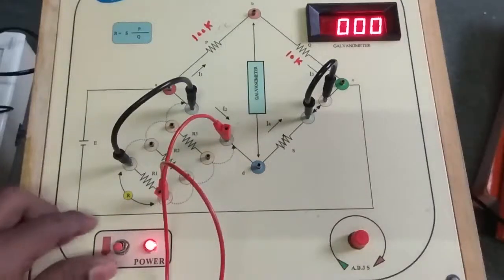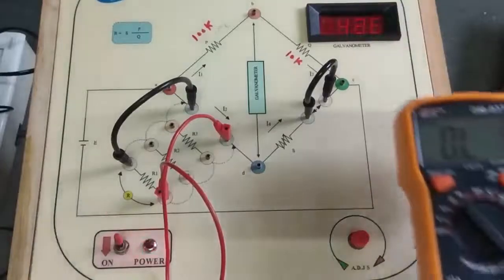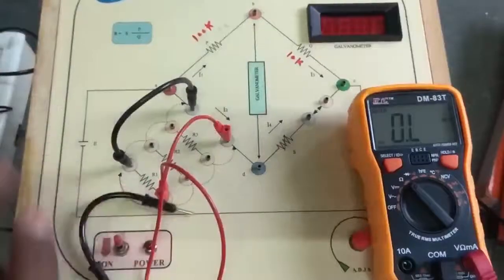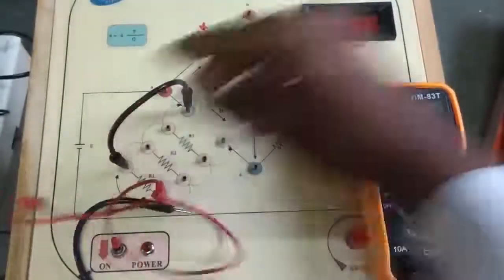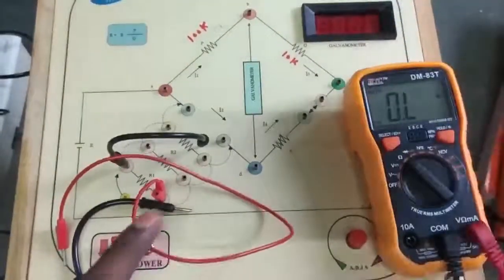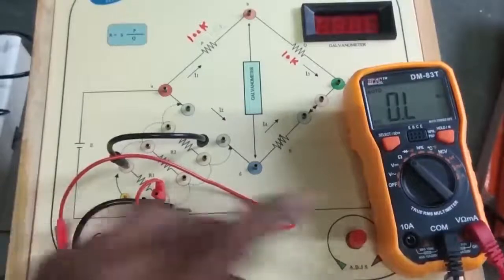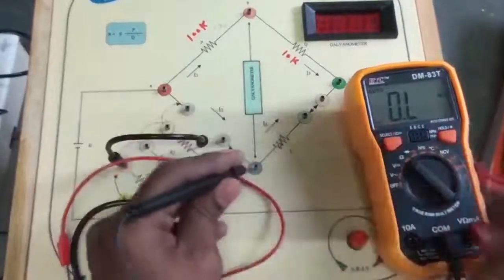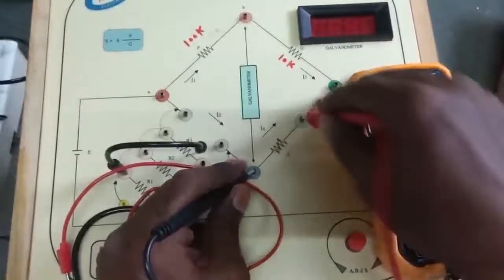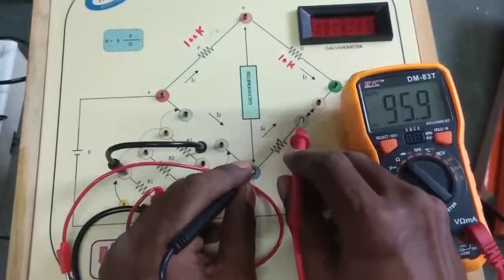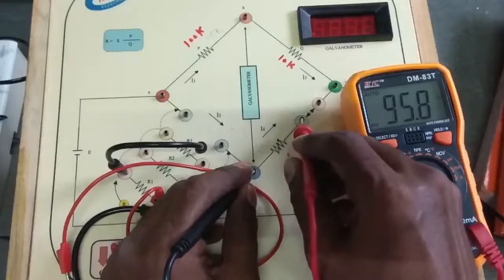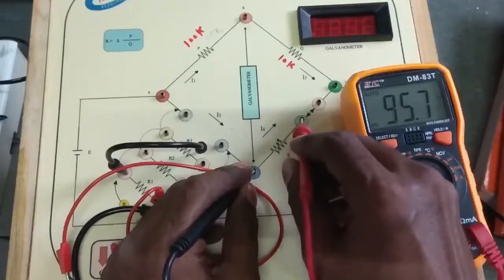Now we will switch off the circuit, take the digital multimeter, and open this standard resistance S, and we will disconnect the unknown resistance also, and then we will measure the variable resistance S. So you can note down 95 ohms, 95.9. So we can take it as 96 ohm for resistor R1.